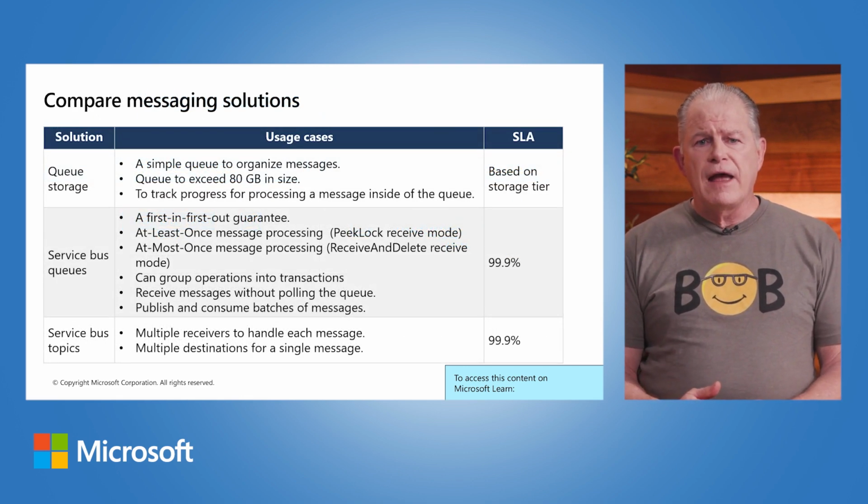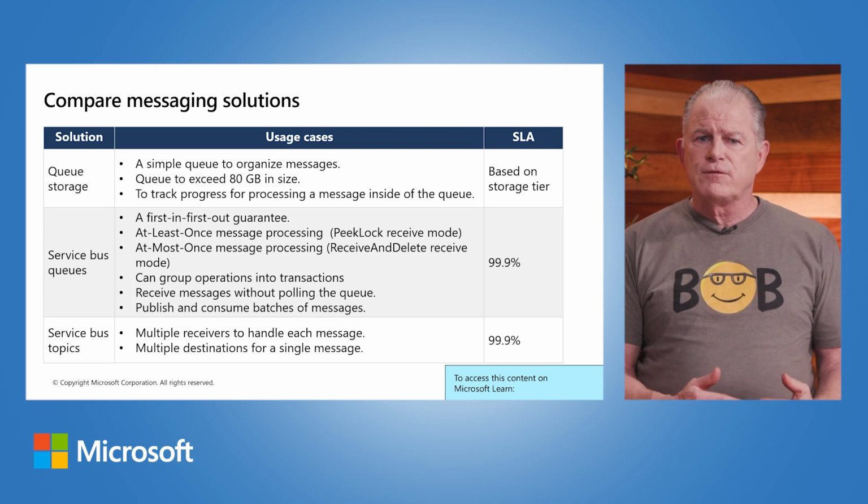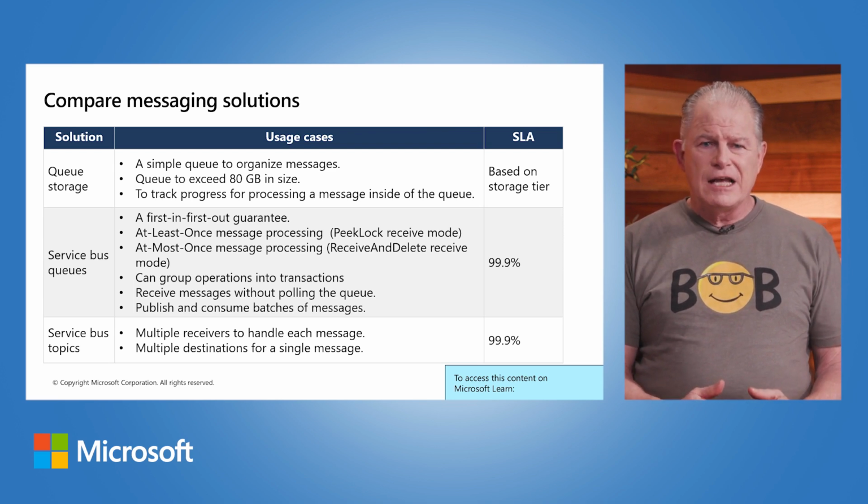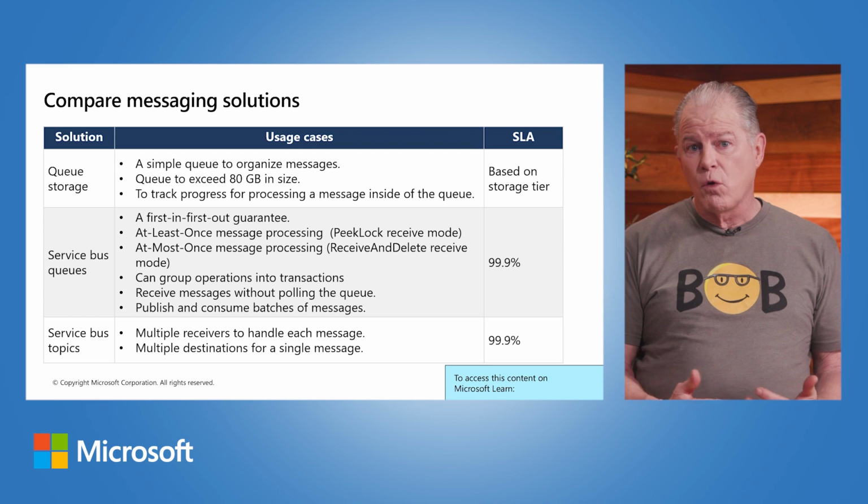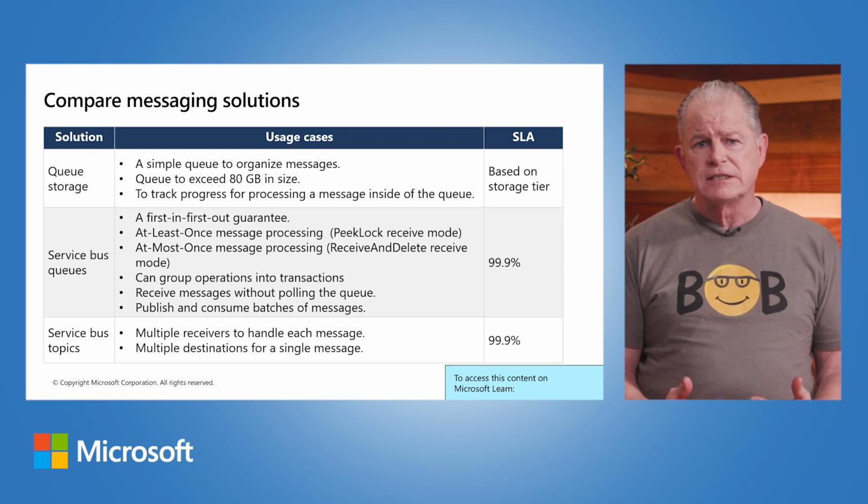So taking a look at those queue solutions that we have, I mentioned the queue storage account. You're seeing that at the top of the slide. It provides for simple queue organizations. It has massive capacity to store the amount of messages of up to 80 gigs in size. That's the size of the queue. But the actual messages themselves are quite small.